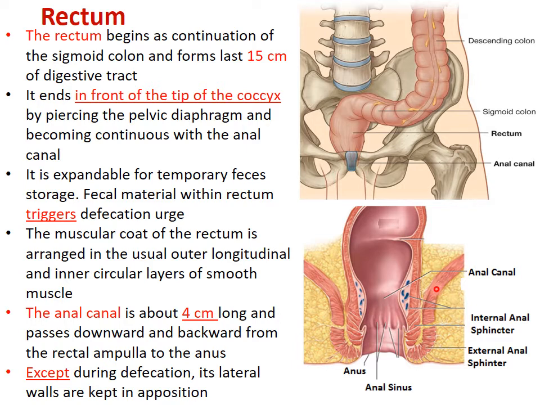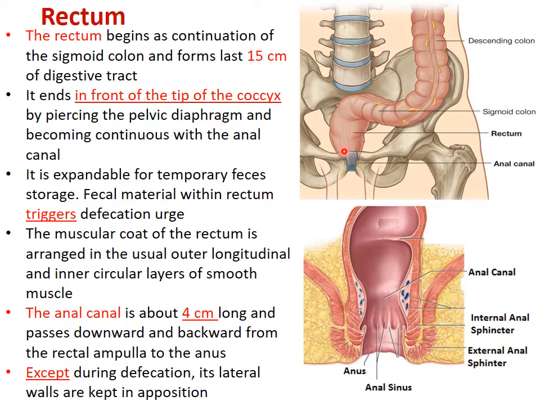This is called the urogenital diaphragm, the diaphragm between the genitals and the urinary system. We will study it later. So in front of the tip of the coccyx, the rectum pierces the pelvic diaphragm. This urogenital diaphragm is also called the pelvic diaphragm, and the rectum becomes continuous with the anus. So this rectum, a straight structure, pierces this diaphragm, just like the aorta, the esophagus and the inferior vena cava pierce the diaphragm between the thorax and the abdomen. Same here, the last part of the rectum also pierces the pelvic diaphragm.